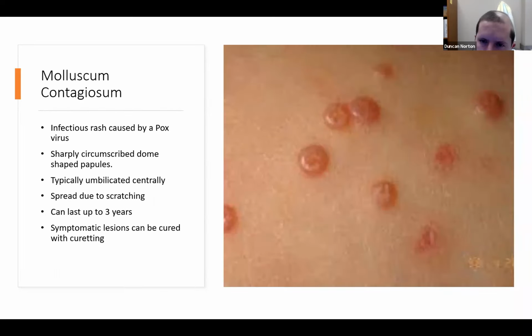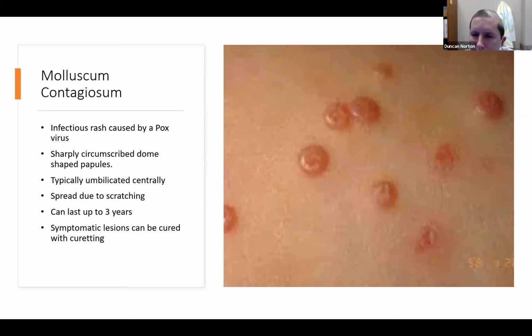Next is molluscum. It is a very infectious rash caused by a pox virus. This can be spread person to person. The characteristic and the buzzword you may hear on the boards is an umbilicated papule. They are typically raised. They can be very itchy. They are spread across the body due to itching. Parents often get upset. They're like, "Can't you give me something to fix this?"